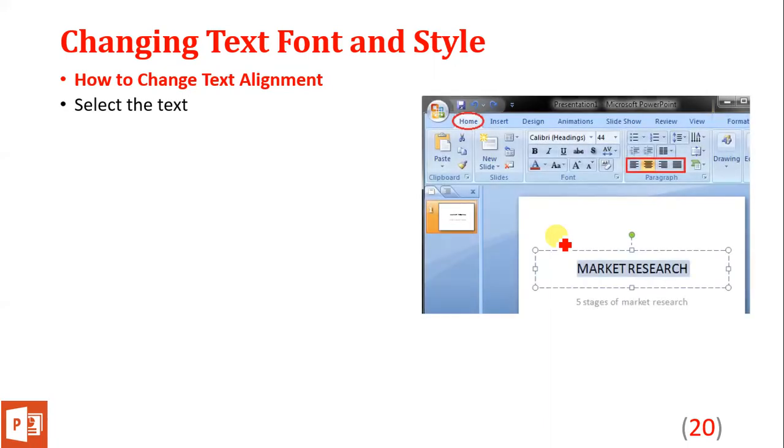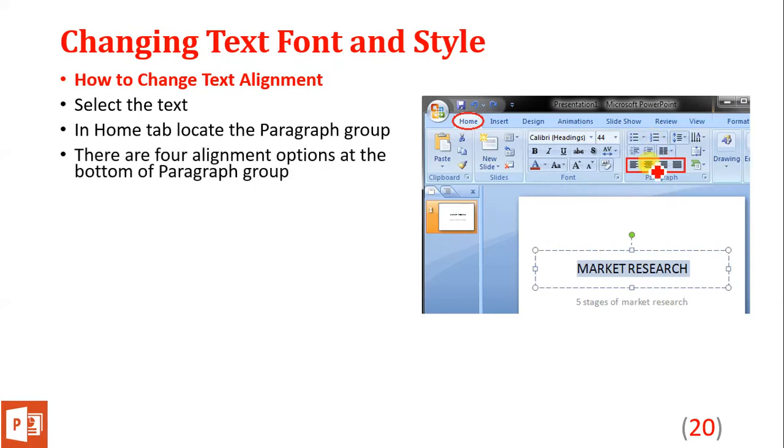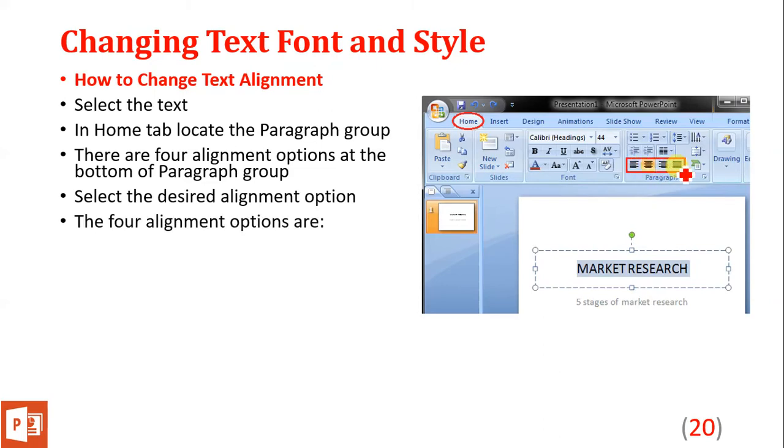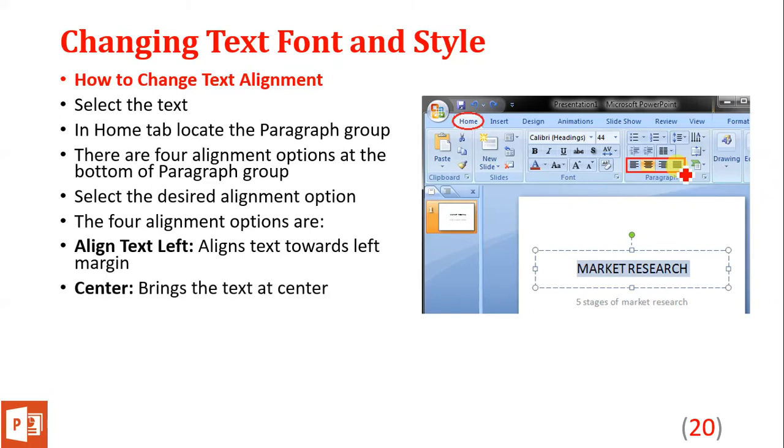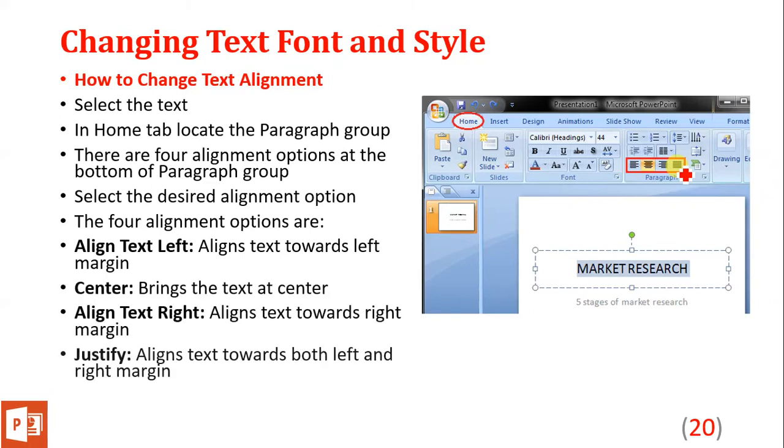Now, how to change the text alignment. For this, you have to select the text. Then in the Home tab, locate the Paragraph group, as you can see here. There are four alignment options at the bottom of the Paragraph group. Four options you can see here: left, center, right and justify. The four alignment options are align text left, center, align text right, and justify. From here, select any one to apply it to the selected text.